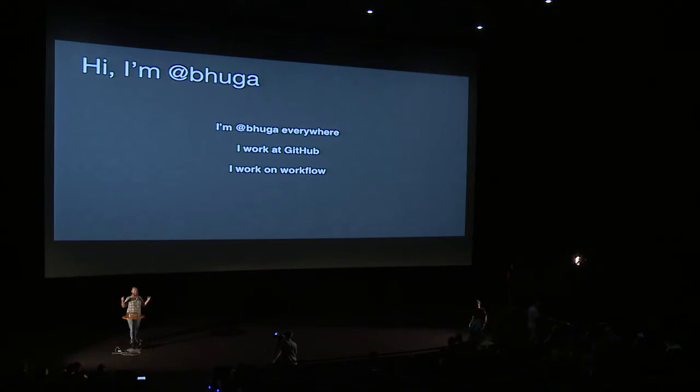I am Ben Lavender, but I go by Booga everywhere. I don't even put my name on the slide. I work at GitHub, and I work on workflow tools. I maintain CI and deployment things. I play with things like exception trackers. And I'll tell you the first story about why I do that.